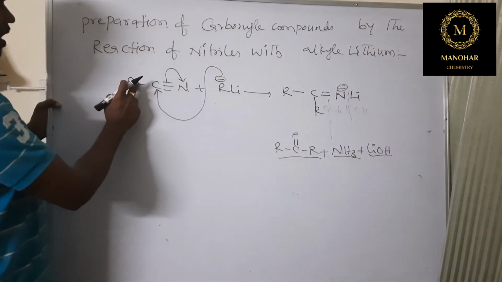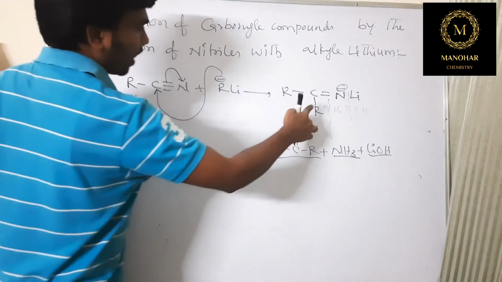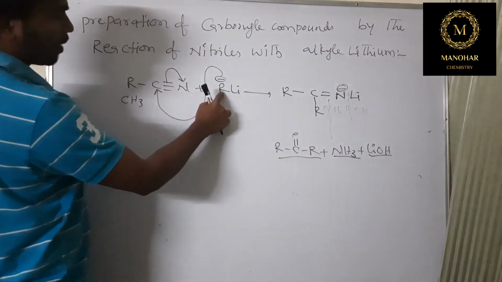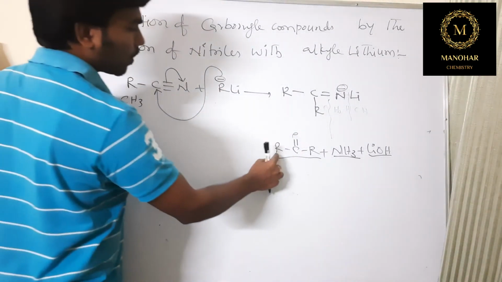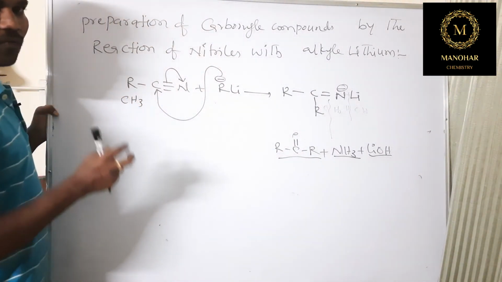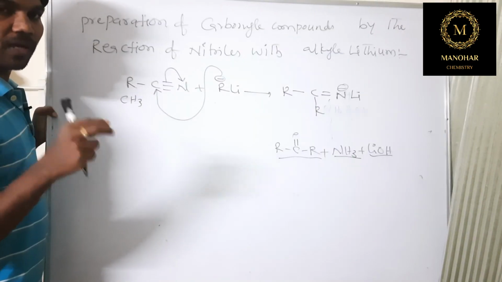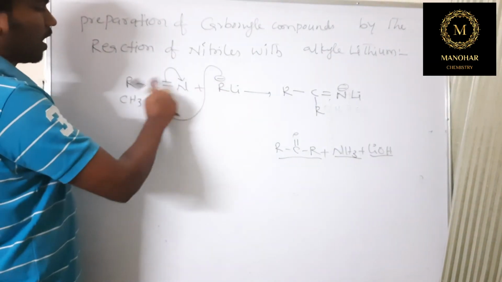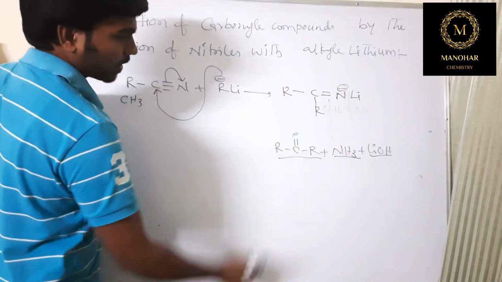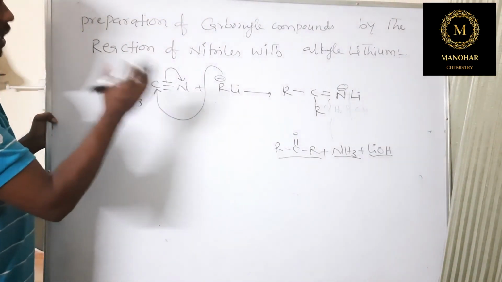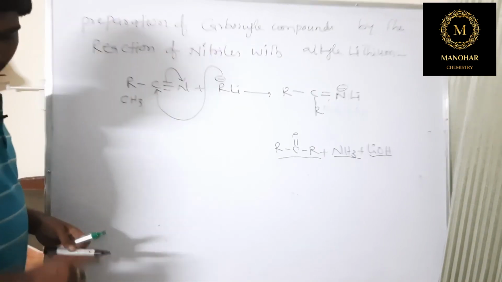Instead of this R you can take methyl, ethyl, or propyl. If I take methyl here and methyl here, then acetone will come. If I take ethyl, then diethyl ketone will come. So whichever ketone you want to prepare, you have to change the alkyl groups, and you will get the desired ketone. This is one of the methods for the preparation of carbonyl compounds.